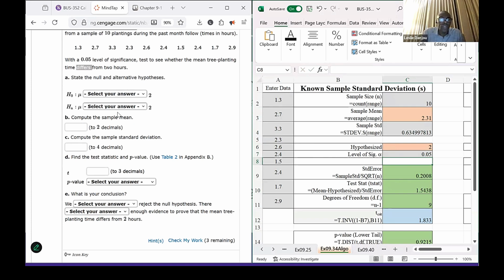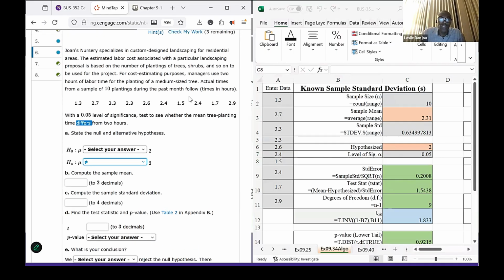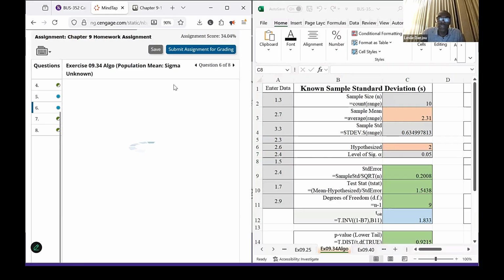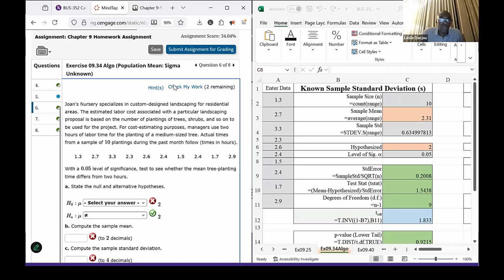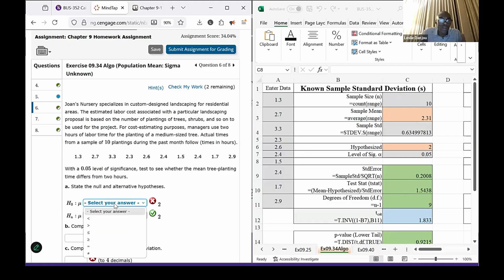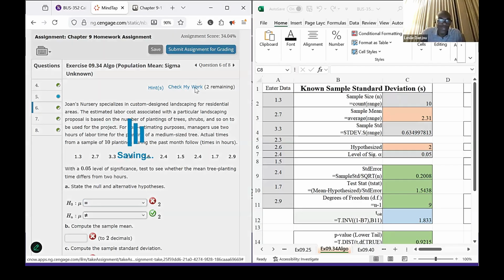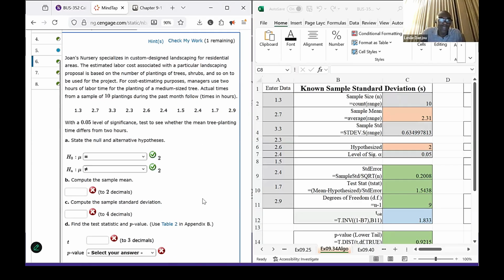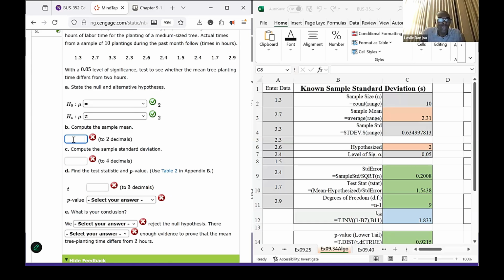All right. So on this, because I hear differs, I'm going to put not equals to, and check my work. In the alternative, I put not equals to. Am I right? Yes, sir. It's based on the claim. So for the null, what's the opposite of not equals to? Equals to. Yeah, yeah. All right, good. Now, my sample mean, where did I calculate my sample mean? Right here. All right, plug that in.